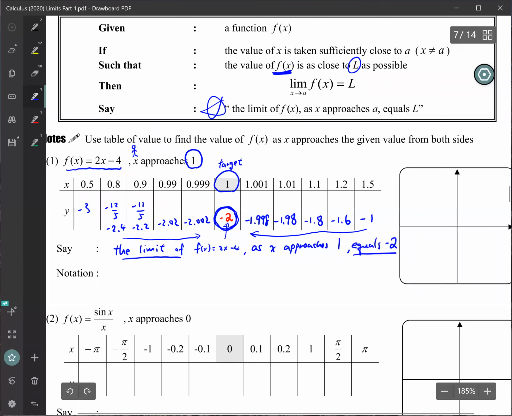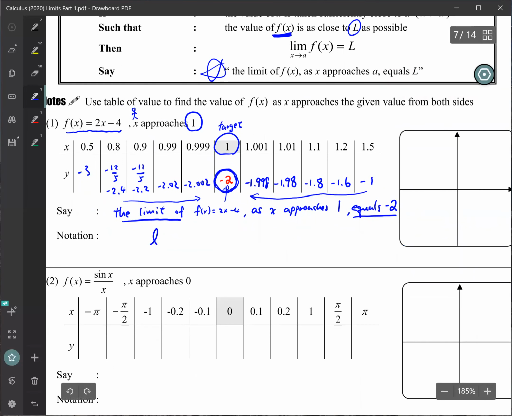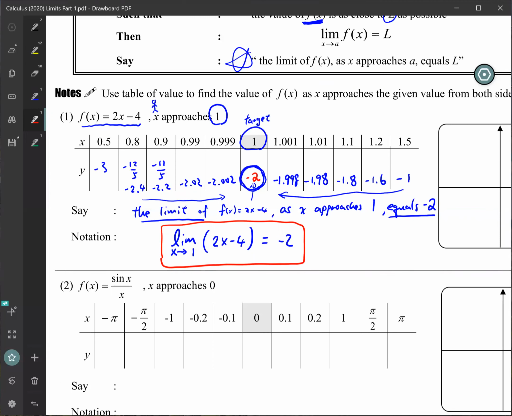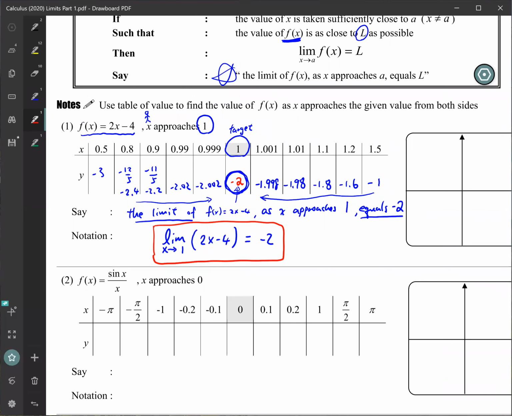And then the symbol, we'll write it as lim, and then x approaching with an arrow, 1. And our function is 2x minus 4, so we put the function in here. Don't write f of x because we know what the function is. Equals to -2. So this whole symbol represents this long sentence. That's very convenient, you don't need to write the whole sentence. Anyone has questions so far?